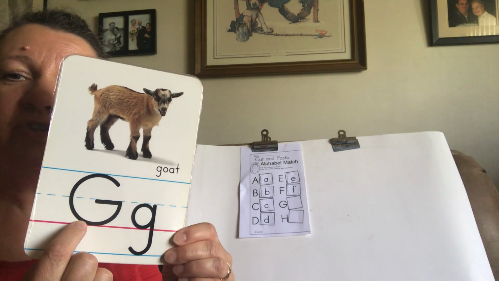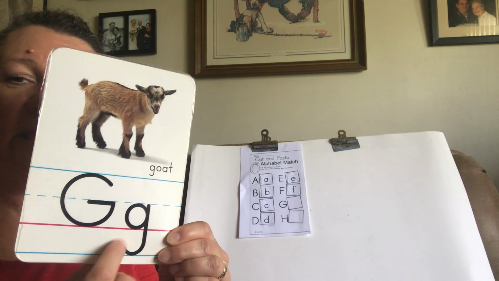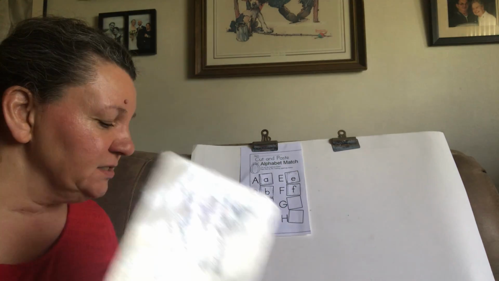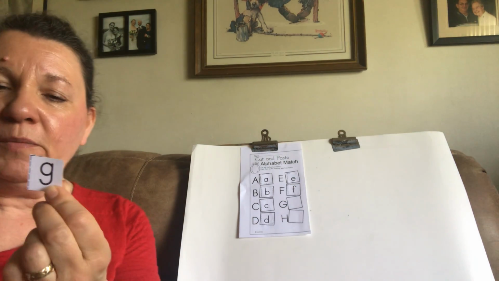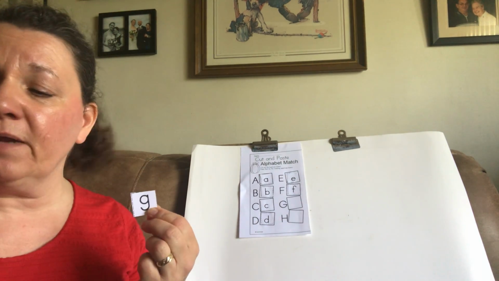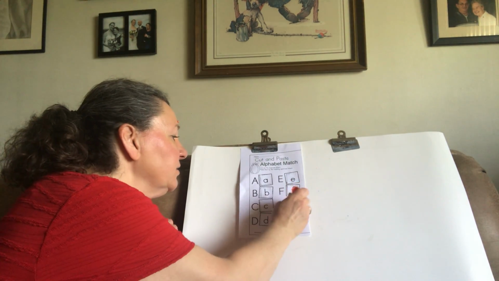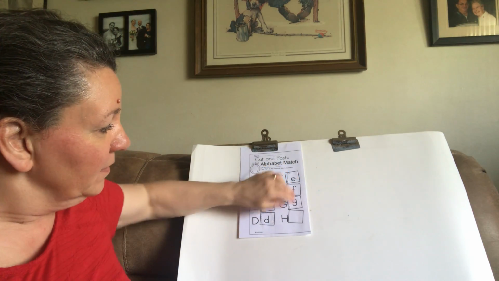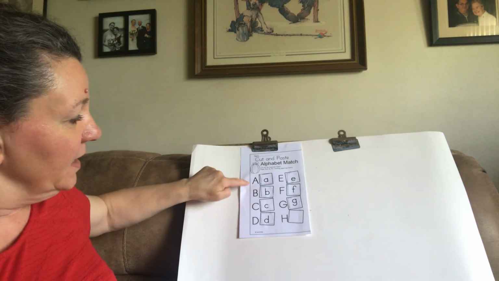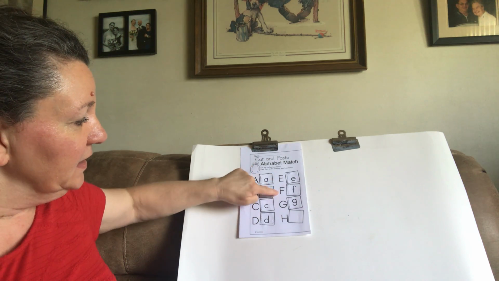Okay, we have our letter G. Here's our capital G and our lowercase g. So you want to find the lowercase g. Okay, and this is what it looks like. Okay, now make sure you have that little tail down on the bottom there. Okay, so here's our letter G. We're going to put this in here. All right, so we have A, B, C, D, E, F, G.